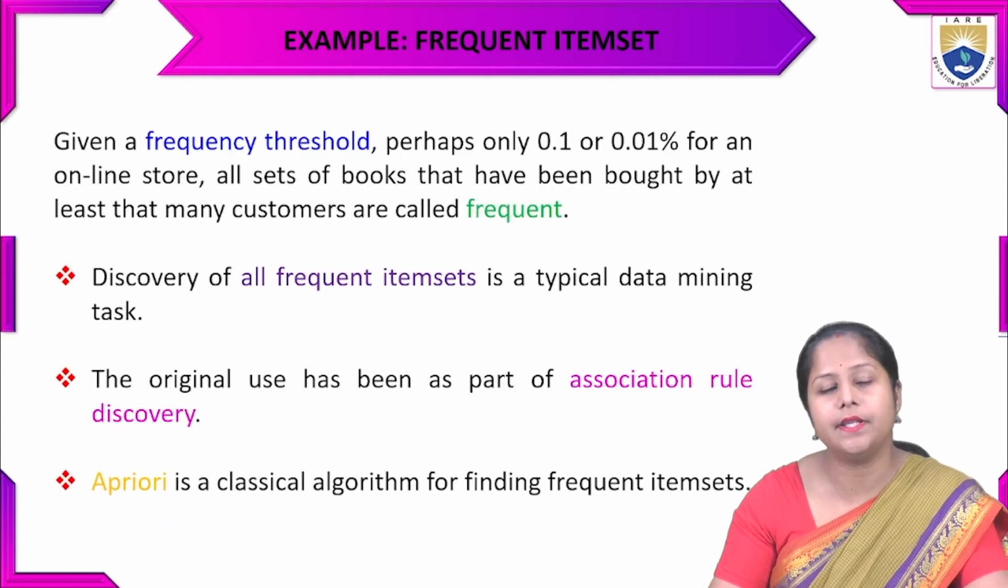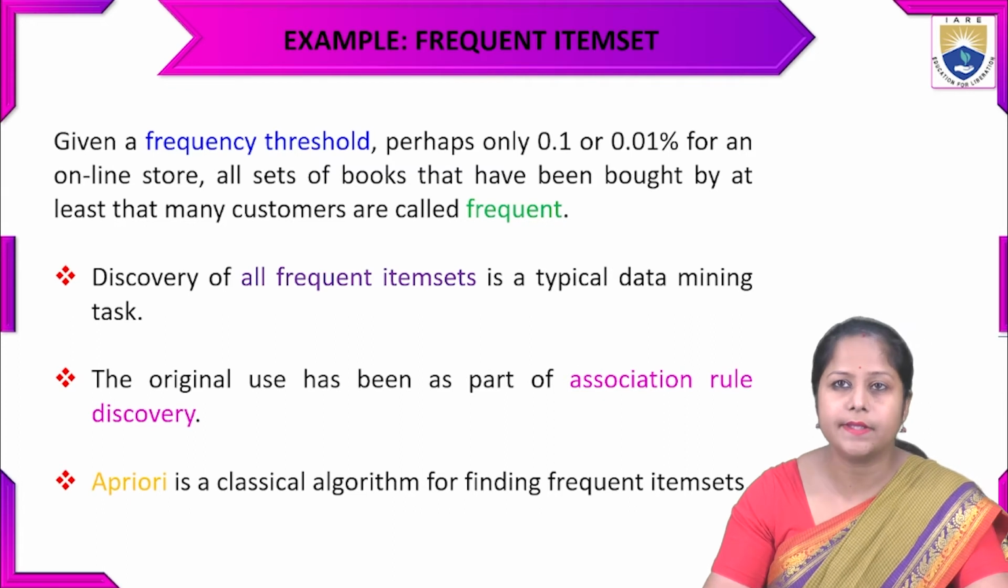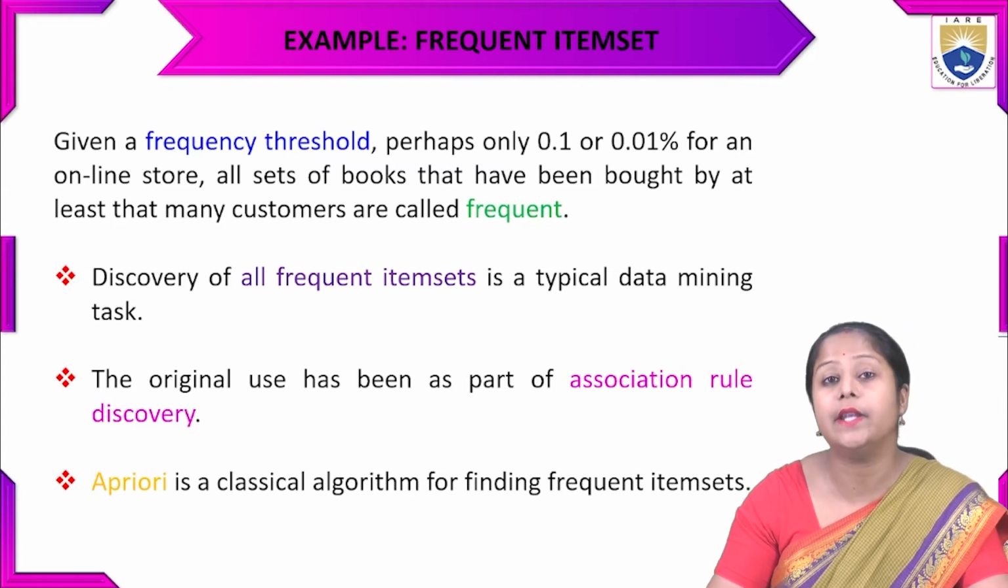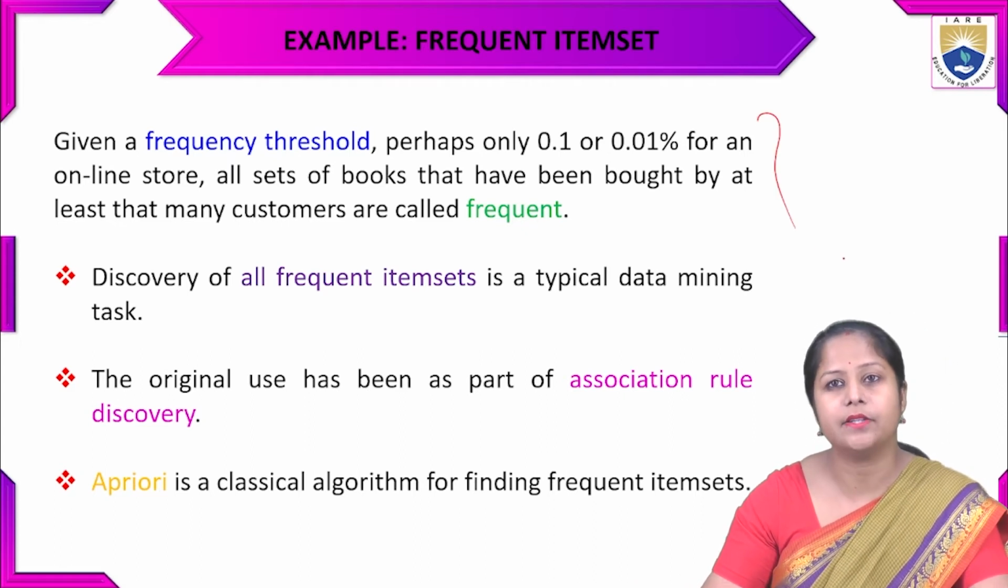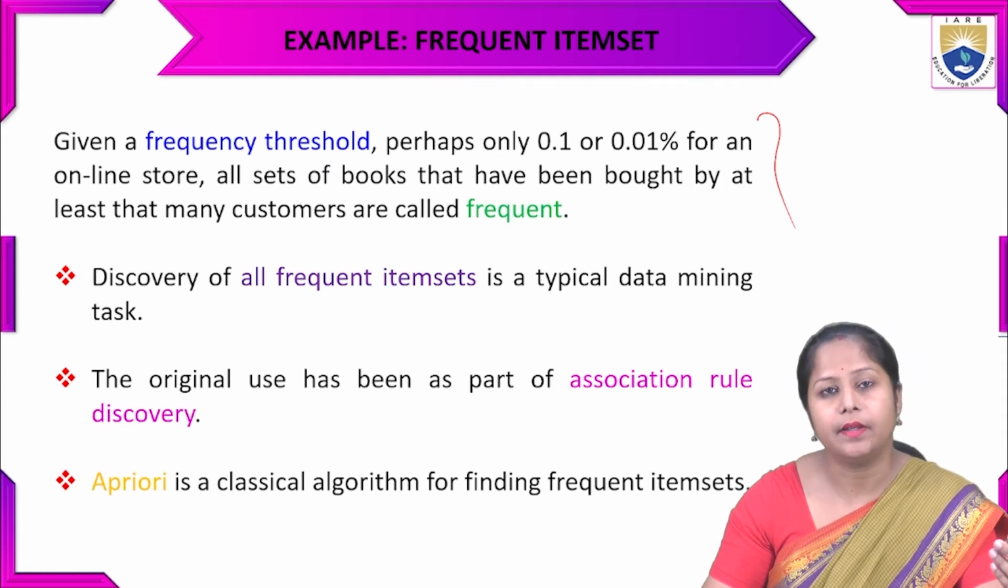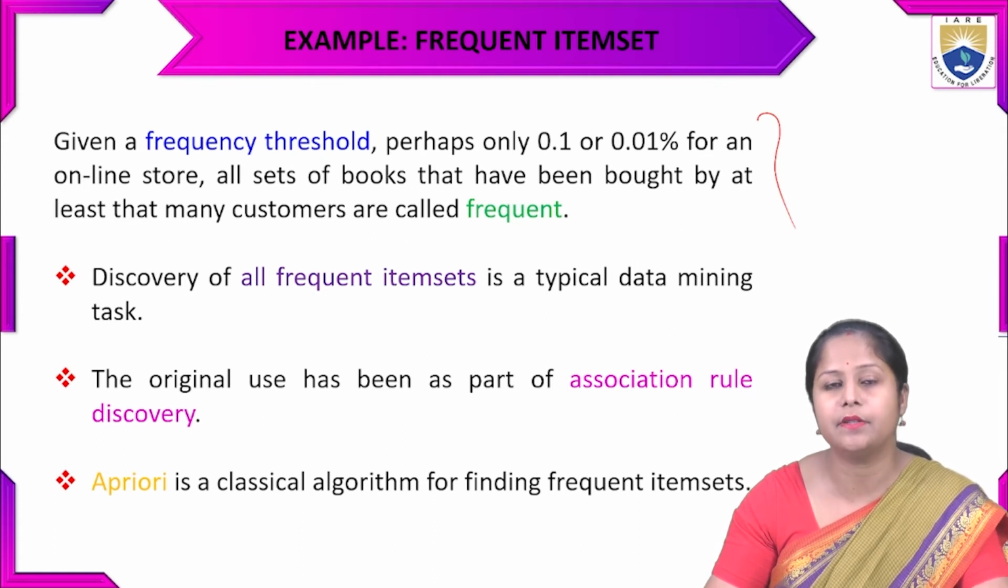Given a frequency threshold, we can say only 0.1% or 0.01% for an online store, because all the sets of books that have been bought by at least that many customers will be called frequent. I have said that in another way: there is a possibility that 0.1% or 0.01% of customers are going to purchase the books as a frequent item set.